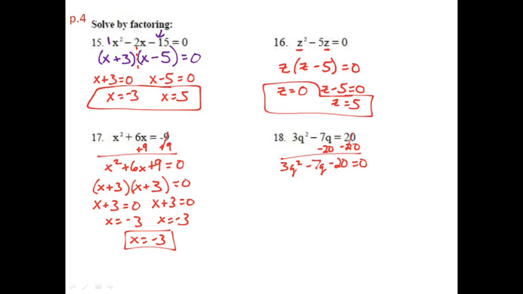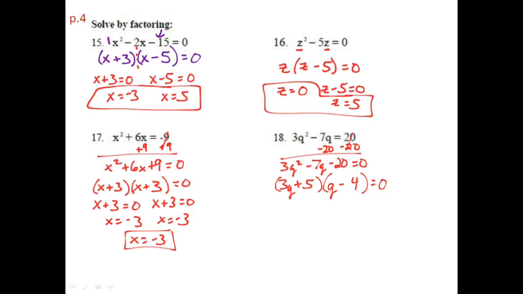Now I notice that I have an a term of 3, so I want to see, is there a common factor that I can take out of 3, 7, and 20? Well, no, 3 is prime, 7 is prime, that's not going to work. So that means that when I go to factor, one of those will be a 3q, while the other one is just 1q. So now I need factors of negative 20. Well, factors of negative 20, I first think of 5 and 4, so we can try that. So we want a 5 and a 4 in there, and it's negative, so one needs to be positive and one needs to be negative.